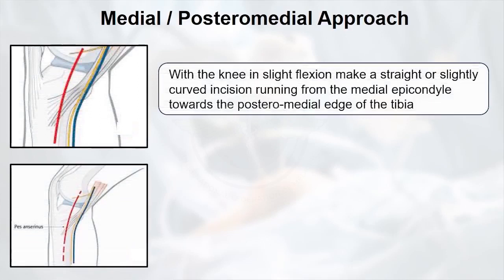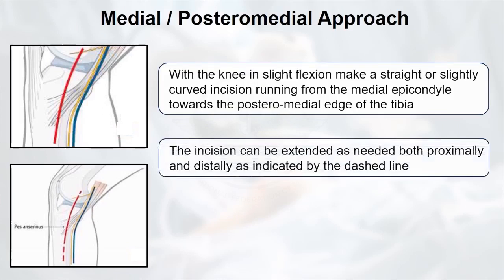You can put a bump under the knee joint and make a straight or slightly curved incision from the medial epicondyle towards the posteromedial edge of the tibia. The incision can be extended both proximally as well as distally.